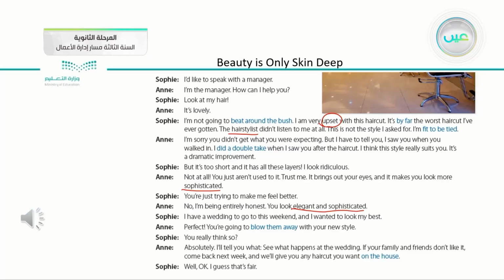Now let's talk about the expressions in blue. We will start with the first one.